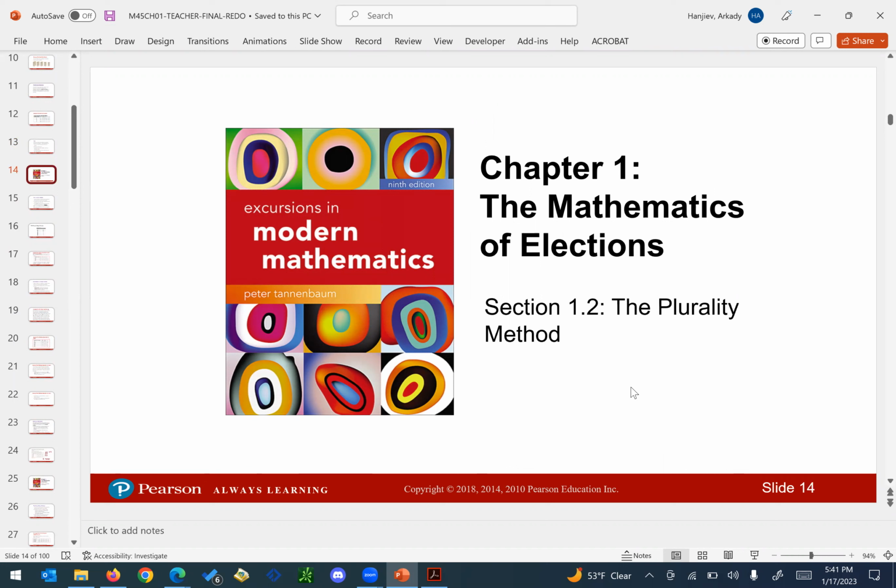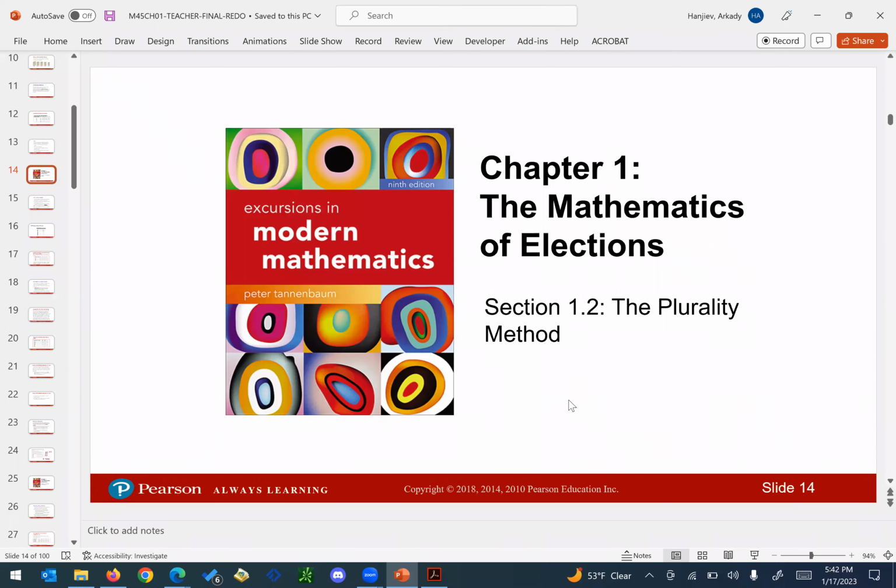It's the most simplest one. So we're going to talk about now methods. These are the methods of voting. We have 1.2, the plurality vote, 1.3, and so the rest of the chapter really is going to be about the different methods. So 1.2 is going to be the plurality vote. 1.3 is going to be the Borda count method. Not because he's bored, but it's the last name of the guy that invented it.